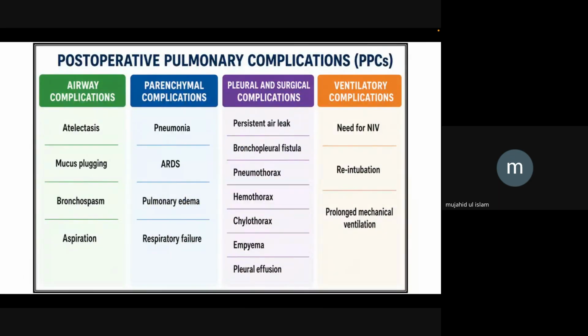So, post-operative pulmonary complications are a major cause of morbidity after thoracic surgery. They can be grouped into four categories: airway complications, parenchymal complications, pleural and surgical complications, and ventilatory complications.